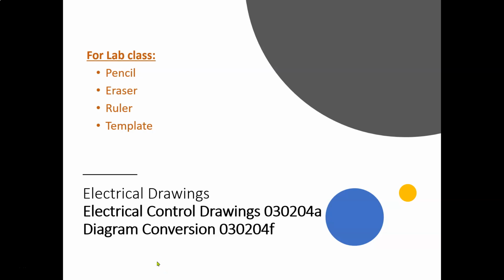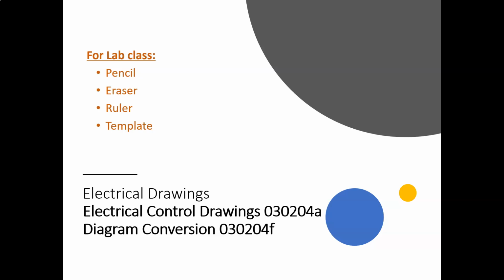Alright, so today's video we're going to talk about different types of electrical drawings. Well, this is going to be a review from first year with a couple extra little tidbits in there for you. So we're going to talk about electrical control drawings and diagram conversion. I'm sure you remember in first year you did a diagram conversion assignment when you're taking a wiring diagram and converting it into a schematic diagram. Right, so we're going to be doing that again.